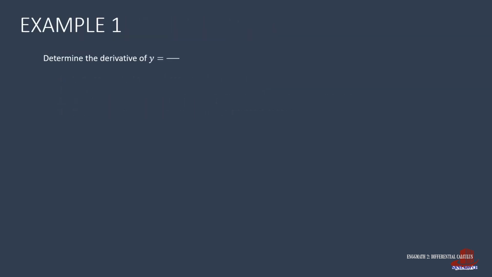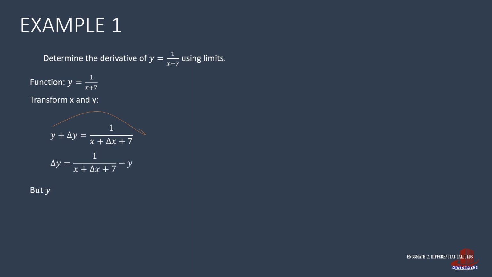The first example has y equal to 1 over x plus 7, and the solution still starts with replacing y with y plus delta y and x with x plus delta x. At this point, there's not much to do, so transpose y to the other side. But remember that y is given as 1 over x plus 7 from the premise, thereby making the function the reciprocal of x plus delta x plus 7 less the reciprocal of x plus 7.